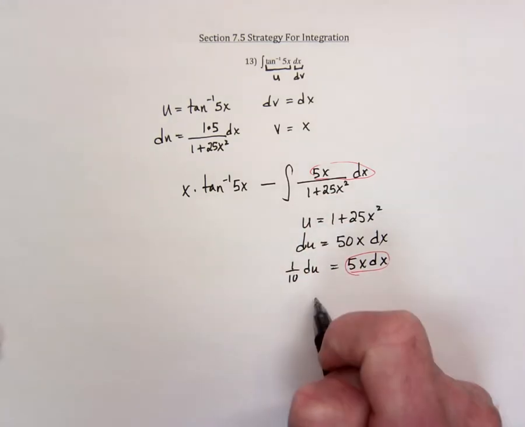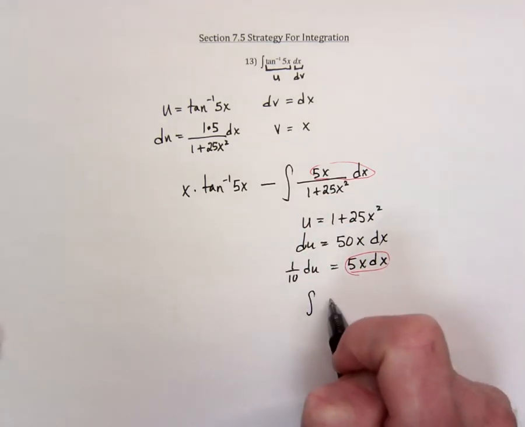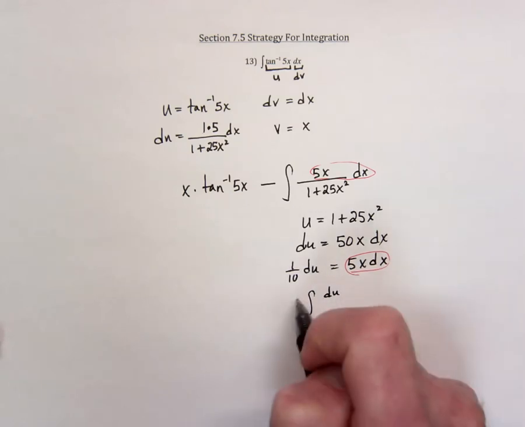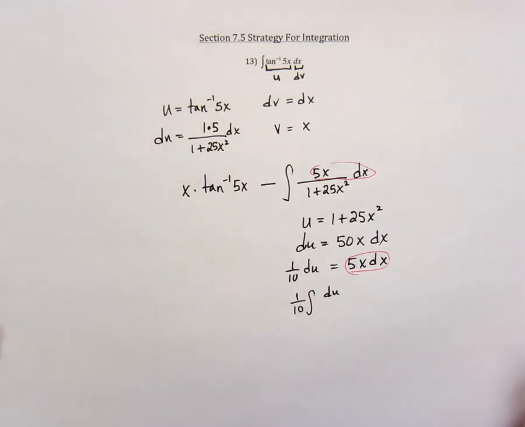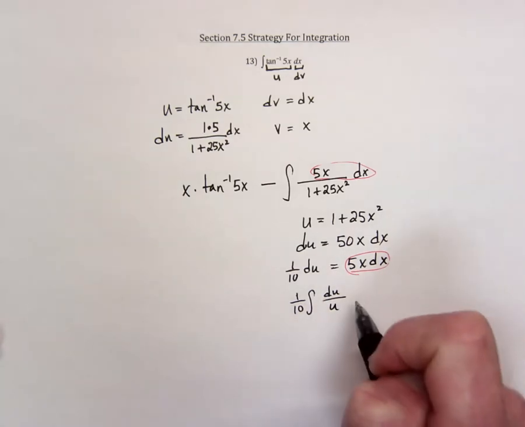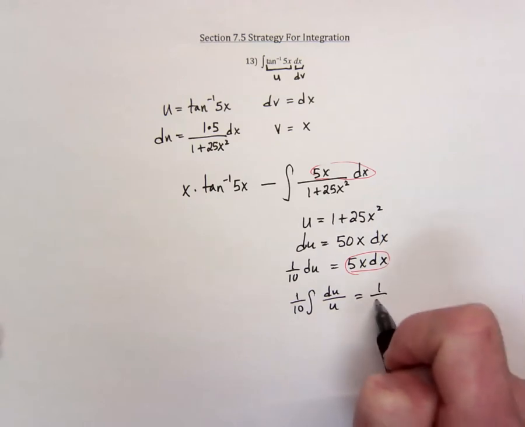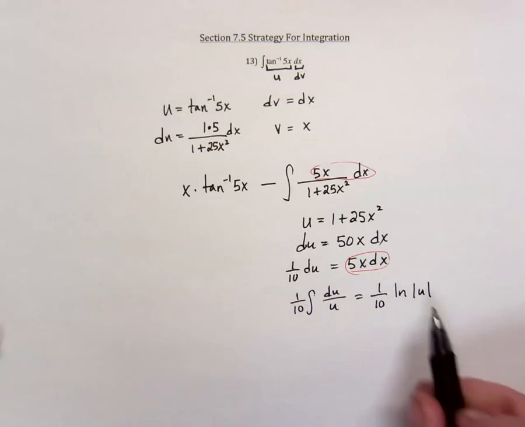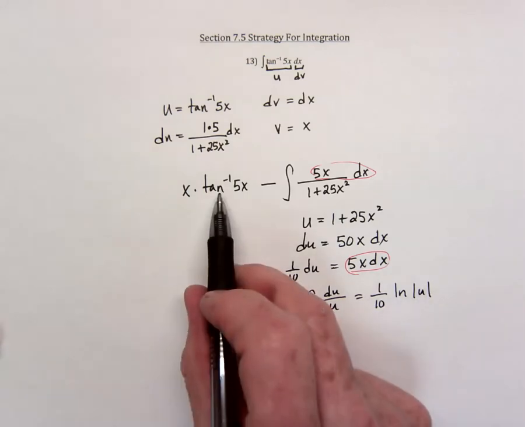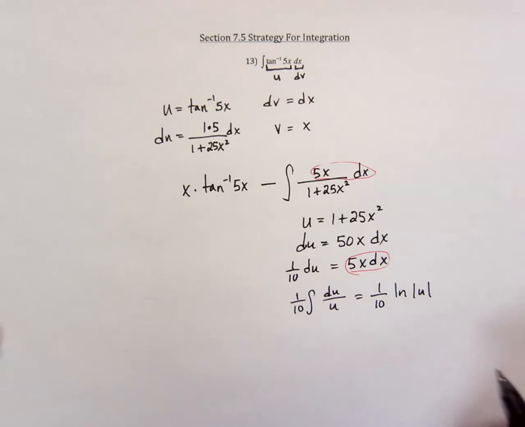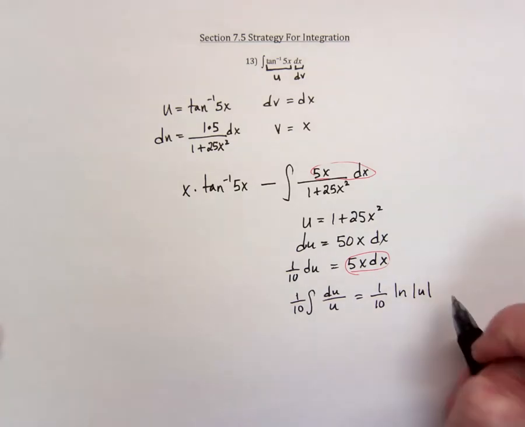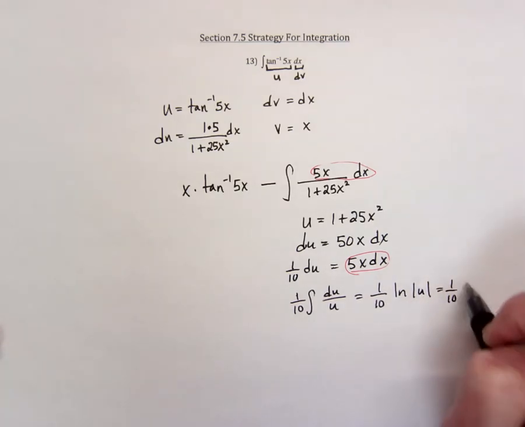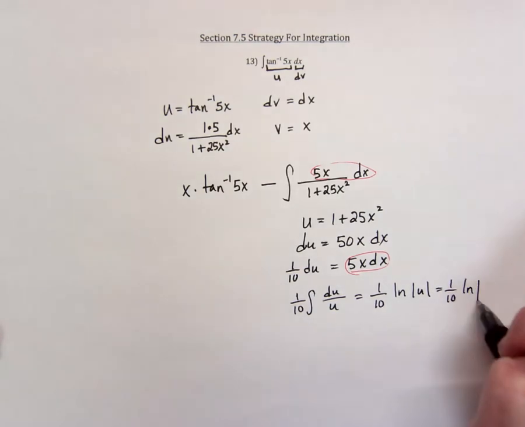So we would have, integrate, on the top would be du times 1/10, factor out the constant. The bottom part, the whole thing is u, so we've got actually 1/10 the natural log of u. I'm going to wait with the plus c until I do my final answer when I put it back together with this part. So this is 1/10 the natural log, and u is 1 plus 25x squared.